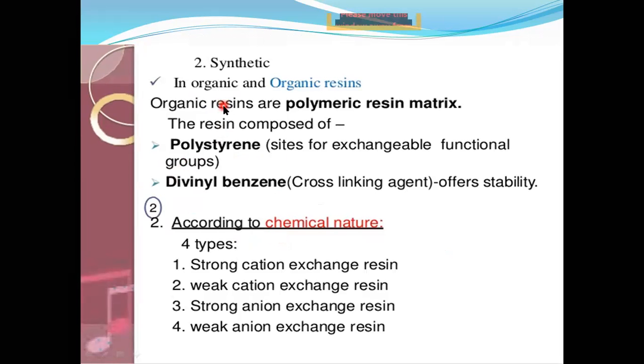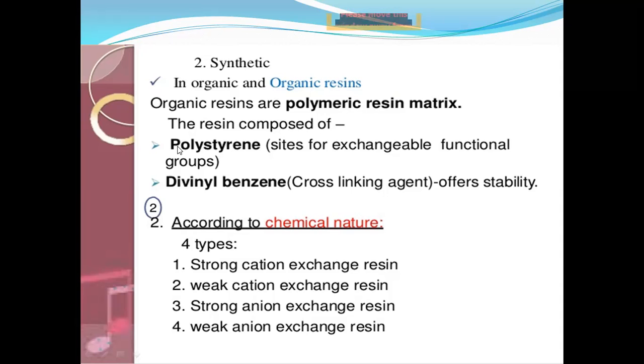And next, inorganic resins. Synthetic means man-made, so these man-made resins are organic resins. Organic resins are a polymeric resin matrix. This polymeric resin matrix may be composed of polystyrene, with sites of exchangeable functional groups, and divinyl benzene, the cross-linking agent. So organic polymers may be composed of these two: one is polystyrene resin, the second is divinyl benzene.